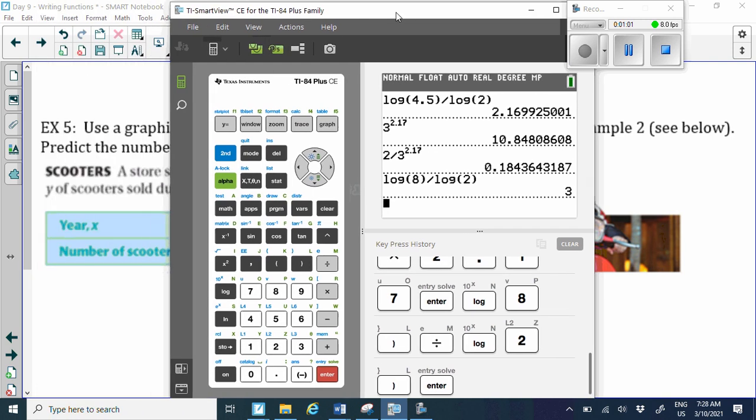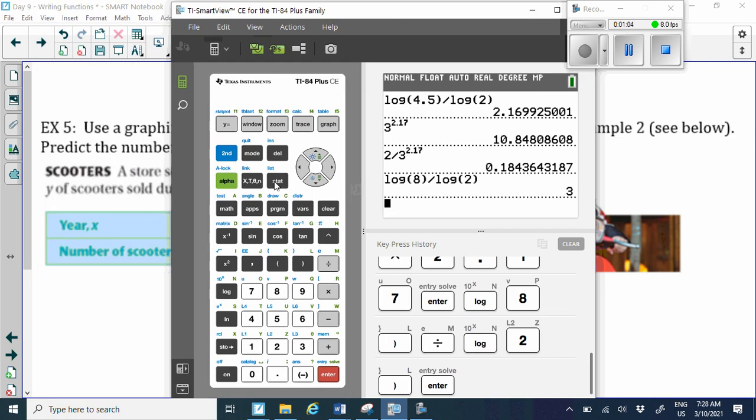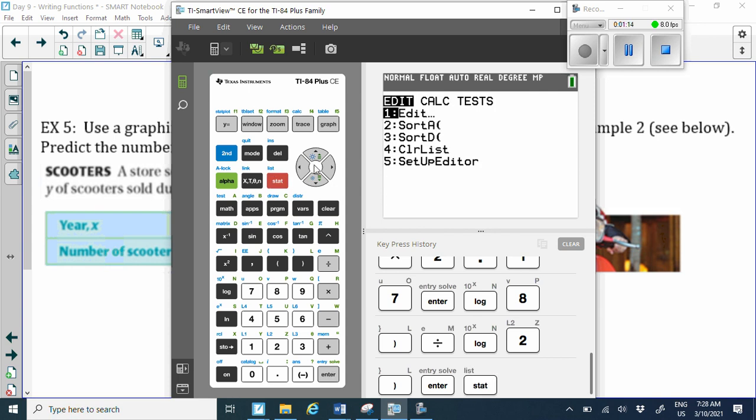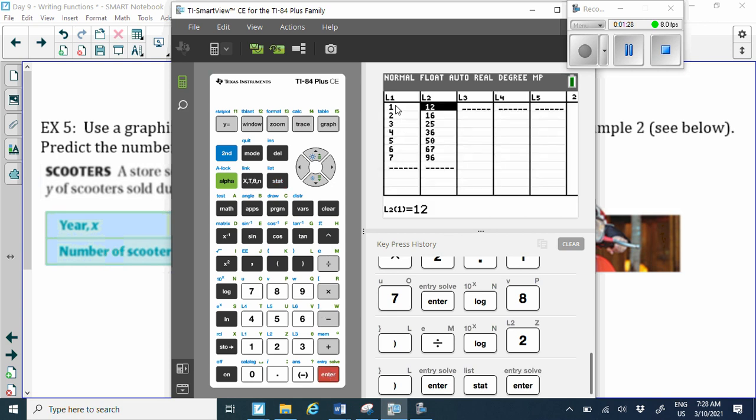Here's what we need to do on our graphing calculator. The first thing we're going to do is go into Stat. On the graphing calculator, that's the third row and the third column, the button right by the arrows. Now we're going to plug the numbers from our table into the tables inside our graphing calculator. First we need to edit our tables. You're going to see L1, L2, L3, L4, and so on, but we only need L1 and L2 because we only have X and Y.